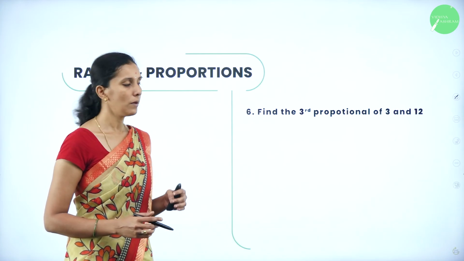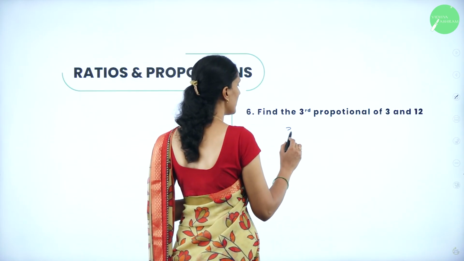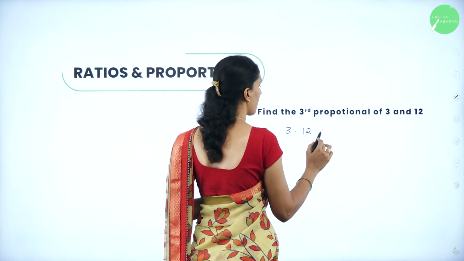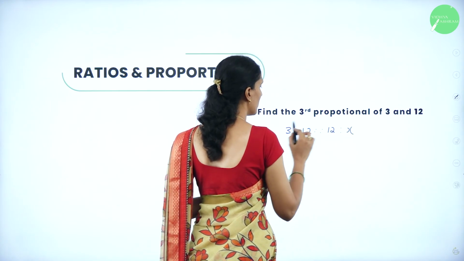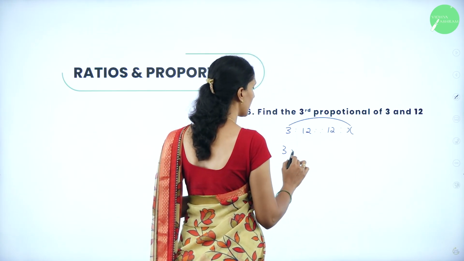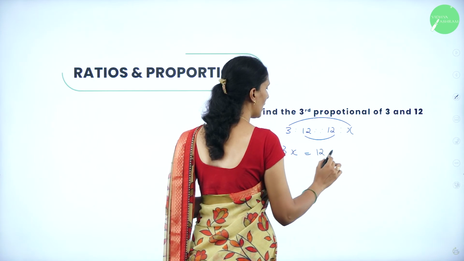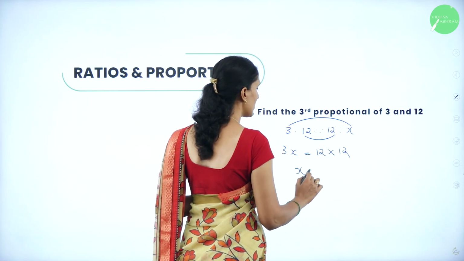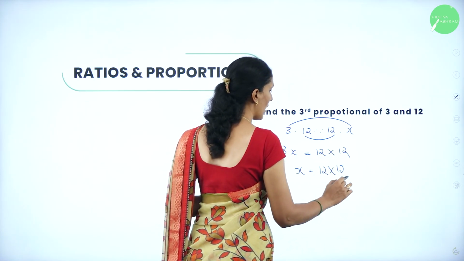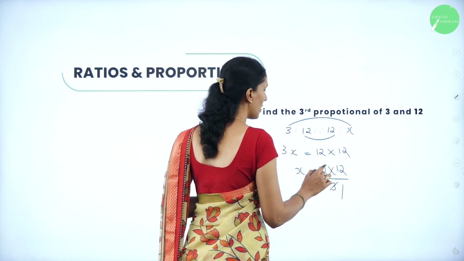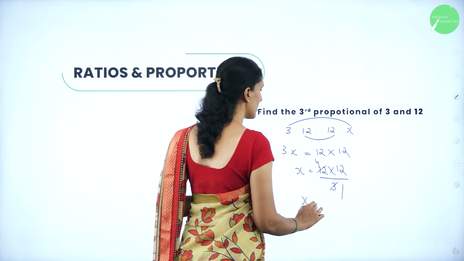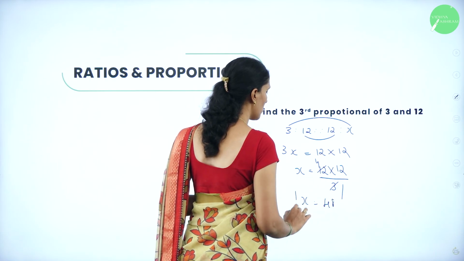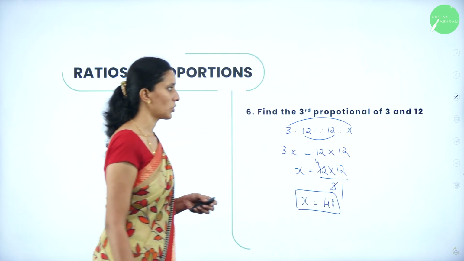Next we have one more problem, 3 and 12. So this is 3, 12, 12, x. So product of extremes, 3x, product of means, 12 into 12. So x is equal to 12 into 12 divided by 3. 3 ones are, 3 fours are, x is equal to 48. So this is your third proportional.